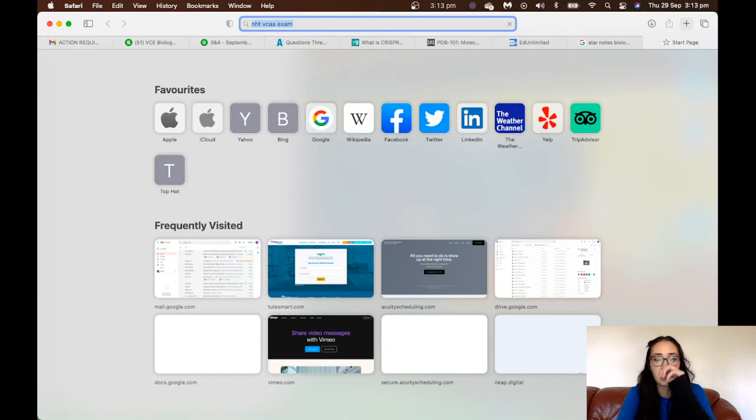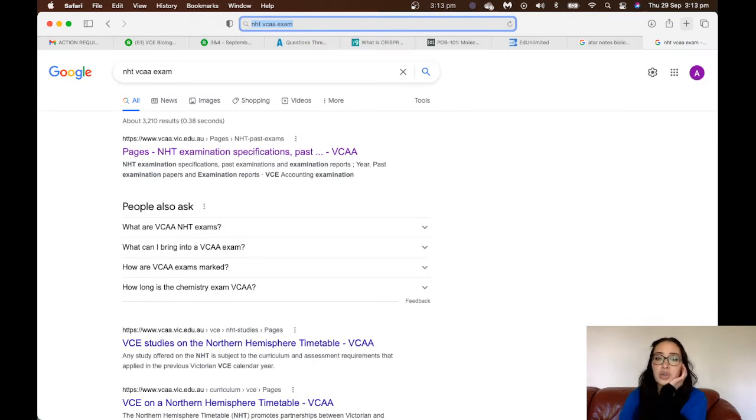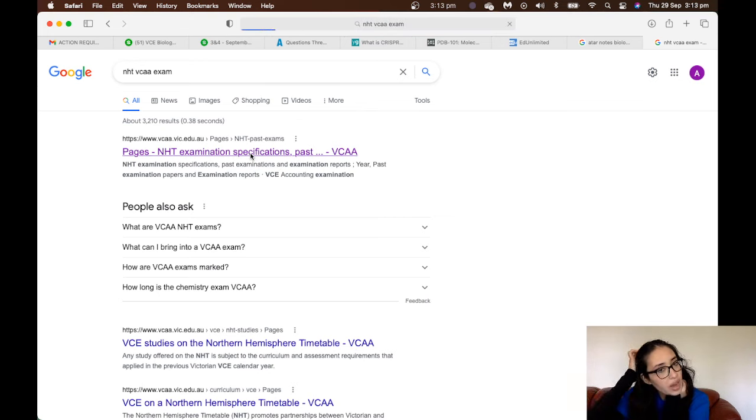So Northern Hemisphere, they've got the same study design as you. They're just in, like, Indonesia or somewhere. And so they actually do their exams in June or July. And so you can have access to further exams here.